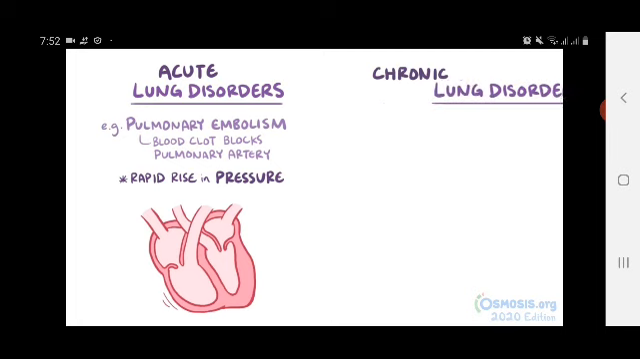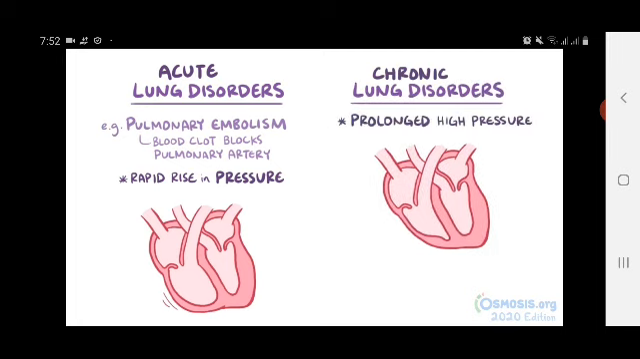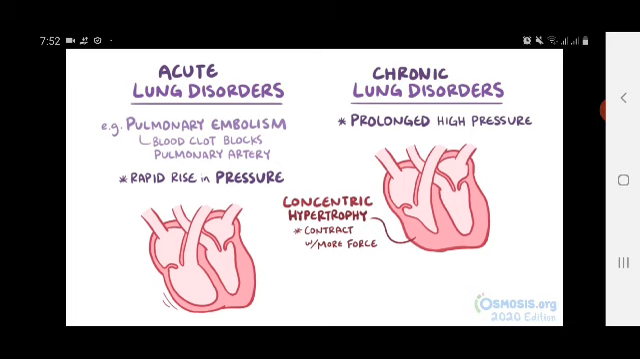In chronic lung disorders, prolonged high pressure causes the right ventricle to hypertrophy, or grow, so it can contract with more force. That hypertrophy is concentric, which means that the new sarcomeres are generated in parallel with existing ones. So as the heart muscle wall enlarges, it crowds into the ventricular chamber space, resulting in less room for blood to fill the heart, and that leads to diastolic heart failure.